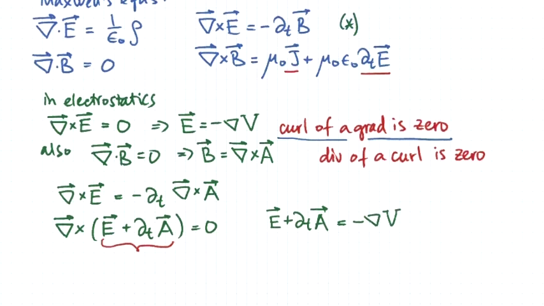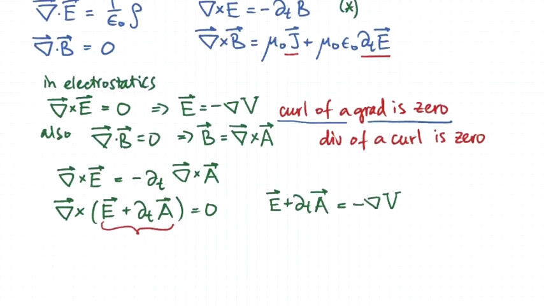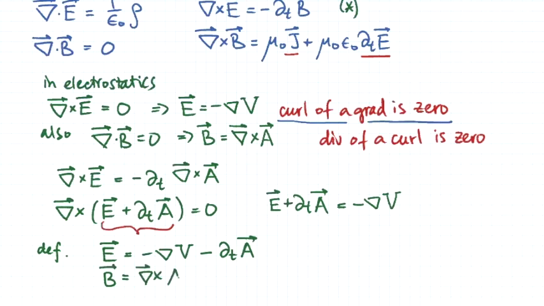So this allows us to use the following definition. We can define electric field in terms of the gradient of potential, this is what we know from electrostatics, minus partial derivative with respect to time of a vector potential. Likewise, we define magnetic field as curl of a vector potential, A. The usefulness of this definition is that it automatically satisfies two of the Maxwell equations. Now we can write the Lagrangian.